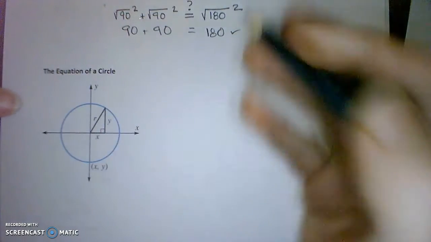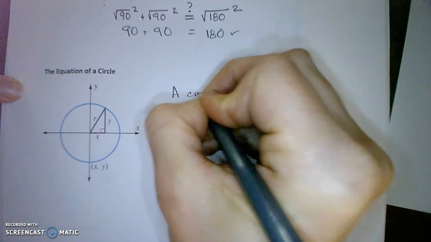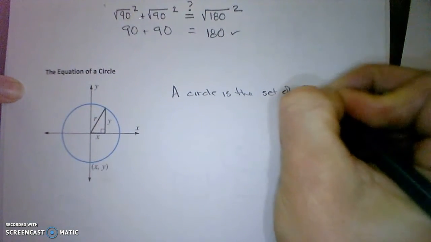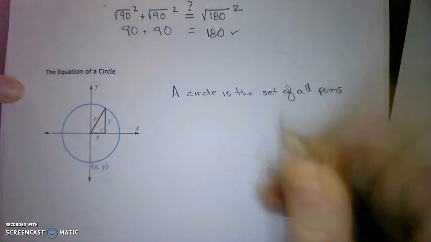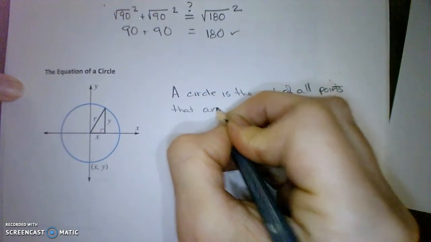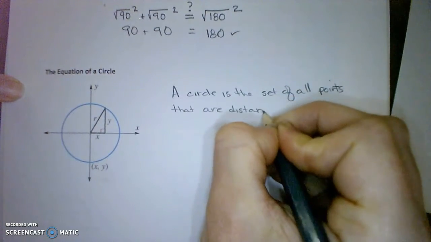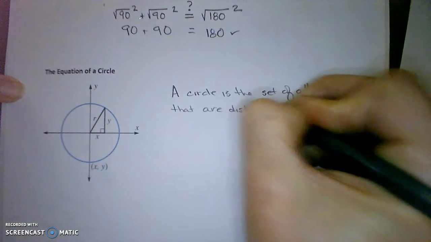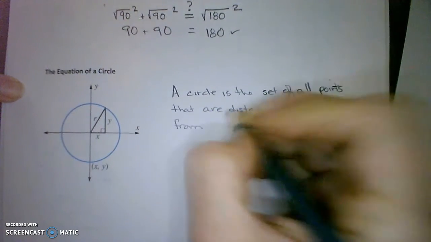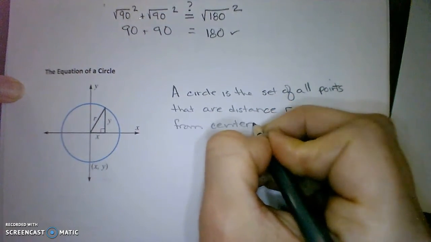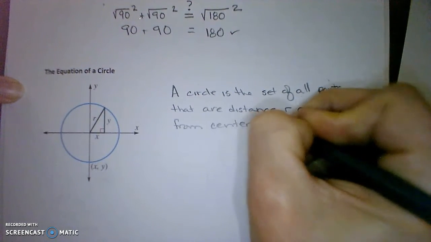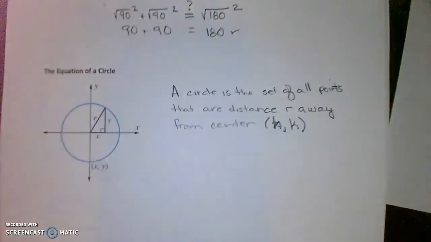And we've discussed what a circle was before. A circle is the set of all points that are a given distance, let's say distance r, away from the center. And the center should have some coordinates. h and k is usually what we use for the center of a circle.